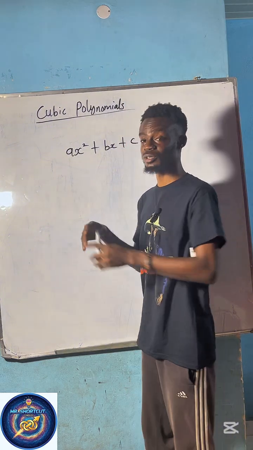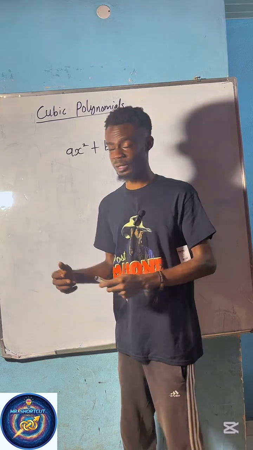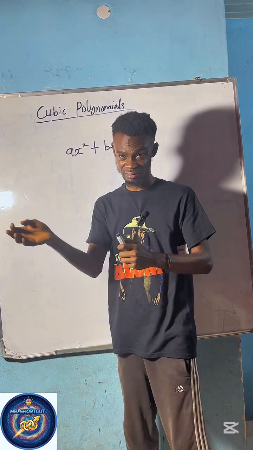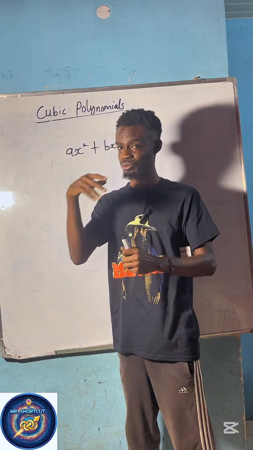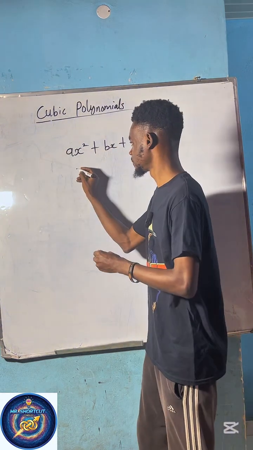So you know that the general expression for quadratic polynomial is simply, so this is the expression for quadratic polynomial because the highest power of the variable is 2. We call it quadratic polynomial. Now for cubic polynomial, the highest power of the variable is 3. From the word cubic, cube is 3.